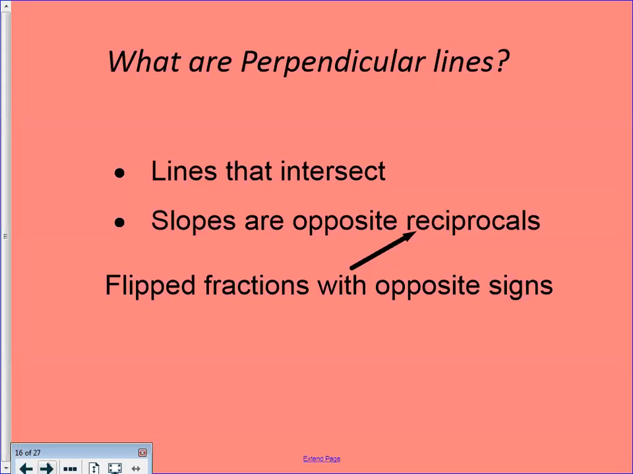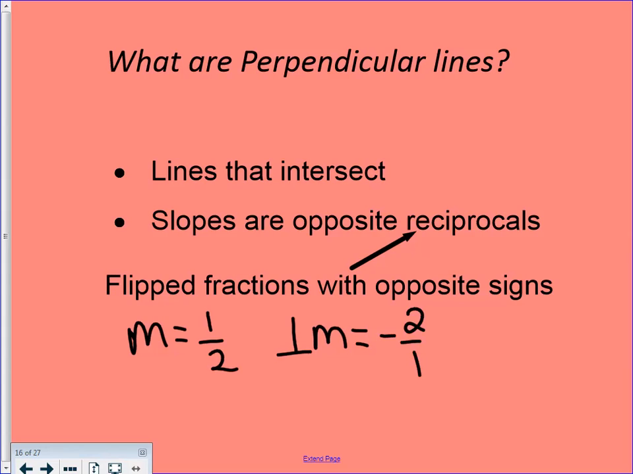All right, let's continue. So now let's talk about this new topic of perpendicular lines. What are perpendicular lines? They're lines that intersect. They have opposite reciprocal slopes. In other words, their slopes are flipped fractions with opposite signs. So for instance, if my first slope was 1/2, then my perpendicular slope is going to be negative, because I was positive, I'm going to flip to be negative, and then my fraction is going to flip.